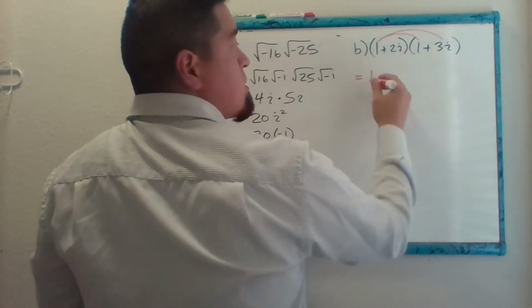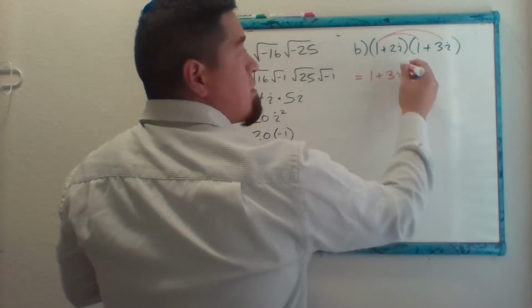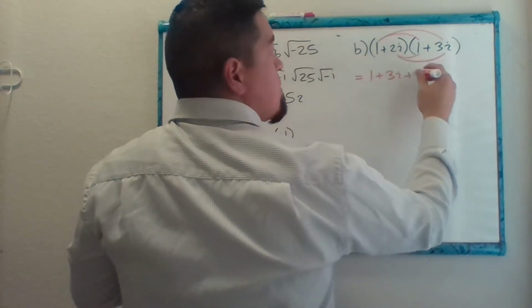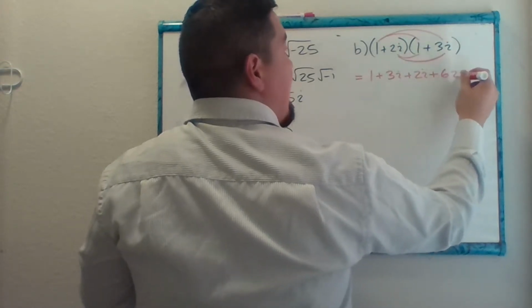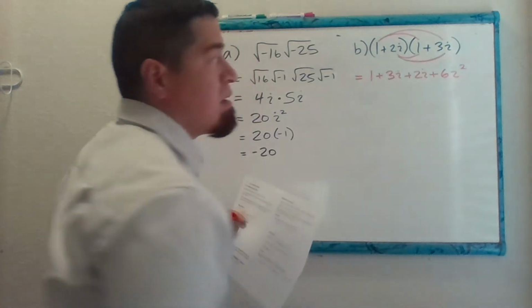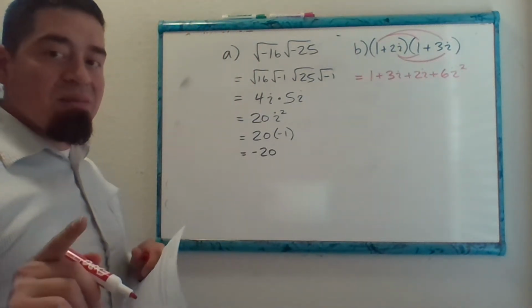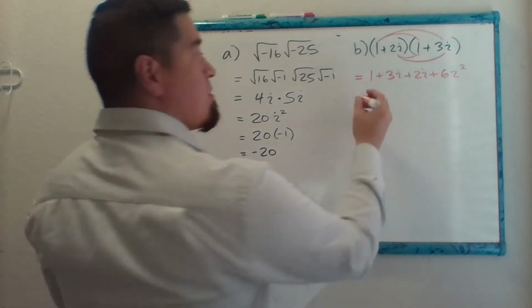1 times 1, that's 1. 1 times 3i, that's 3i. And I'm going to get 2i and multiply it times these two. 2i times 1, that's 2i. 2i times 3i, that's going to be 6i squared. Okay? But what did I say? Anytime you see an i squared, what is i squared? That's right, it's negative 1.